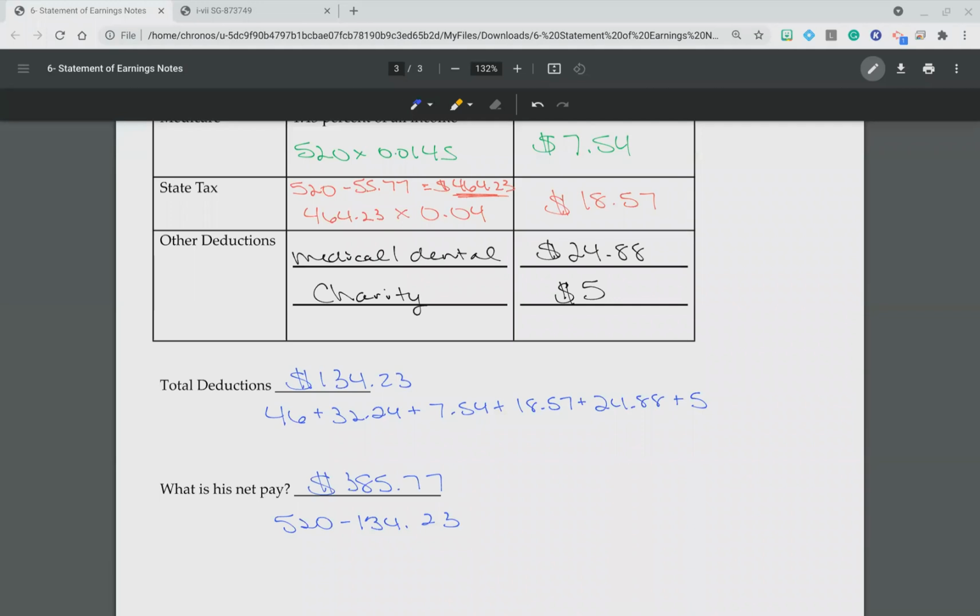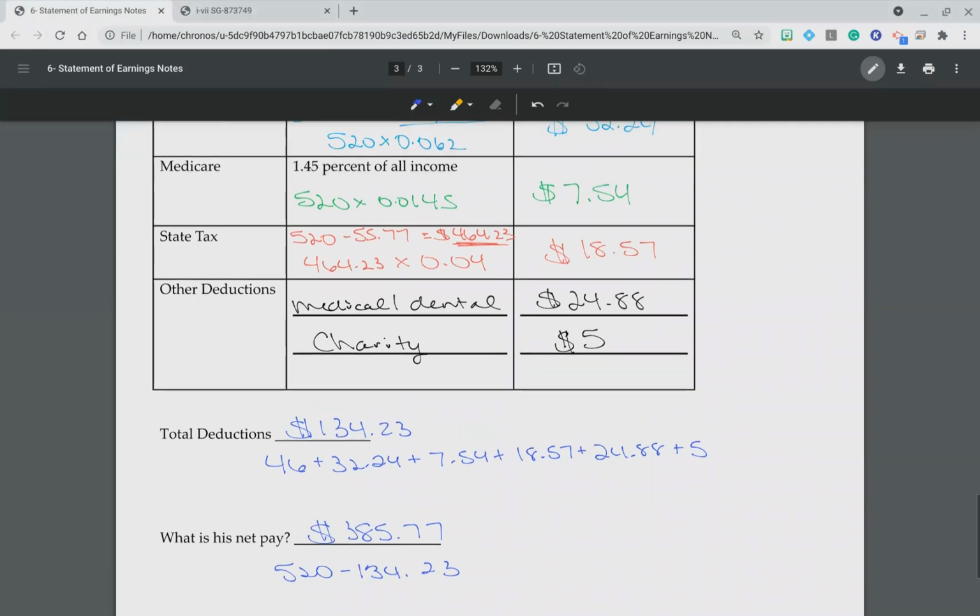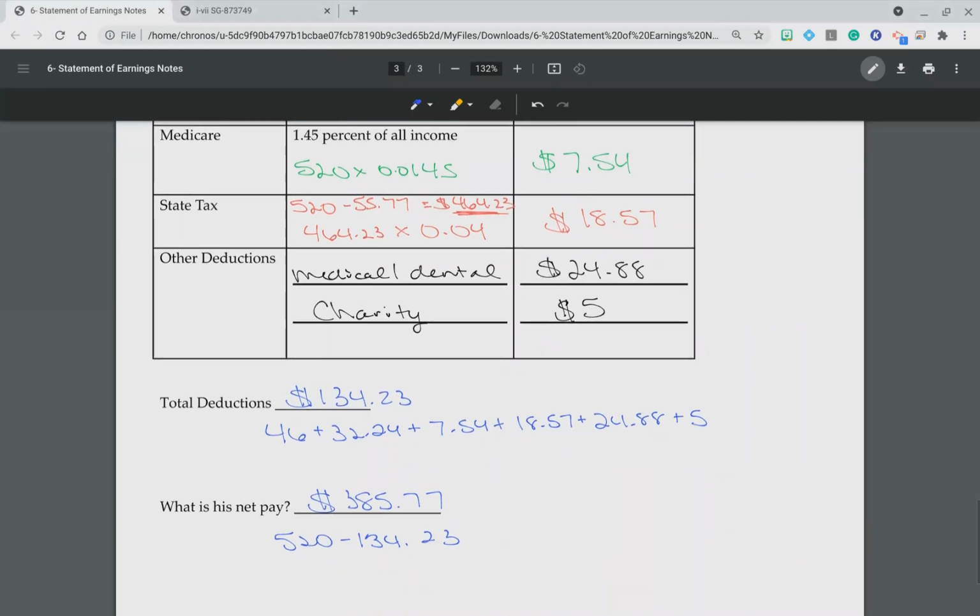So using the total deductions, now find your net pay. All right, so when you take the weekly income of $520 and subtract your deductions, I got that James is taking home $385.77 after all of his deductions.